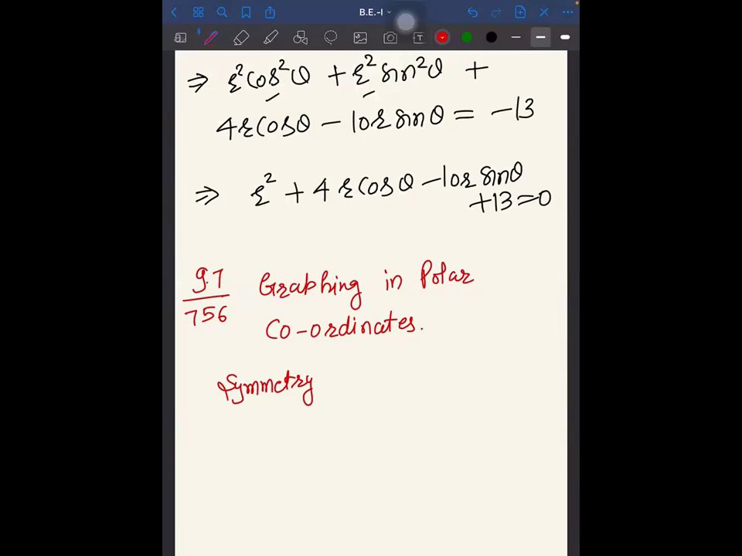So, symmetry rules. The very first rule is symmetry about the x-axis. How do you decide that something is symmetrical about the x-axis? Can anybody tell me in Cartesian form? If we replace y by minus y, nothing changes.